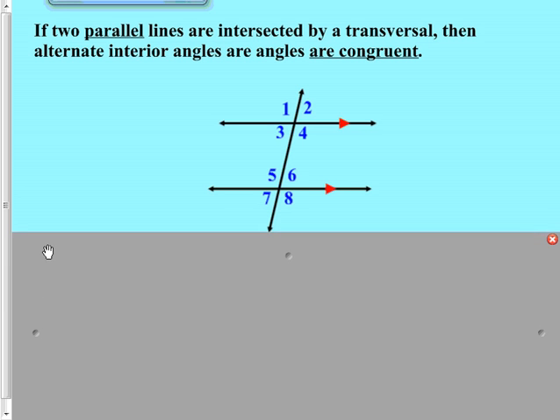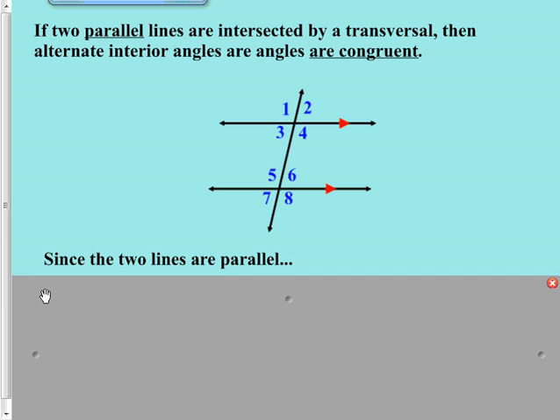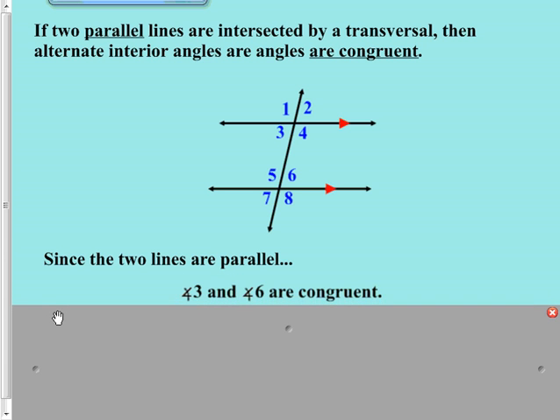Same diagram as before, so don't copy it down unless you feel like you need to. Now let's look and see where our alternate interior angles are at. Alternate means they will be on opposite sides of the transversal from each other. Interior means they will be in between the two intersected lines. So angle 3 and angle 6 are alternate interior angles. And since the two lines are parallel, this rule tells us angle 3 and angle 6 will be congruent.